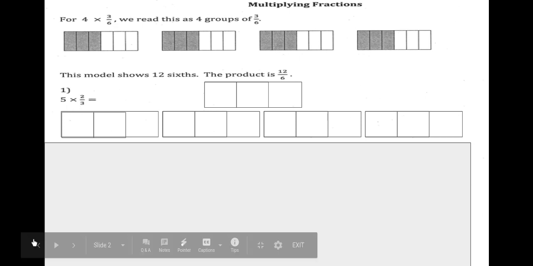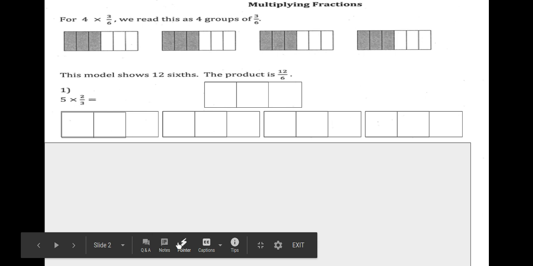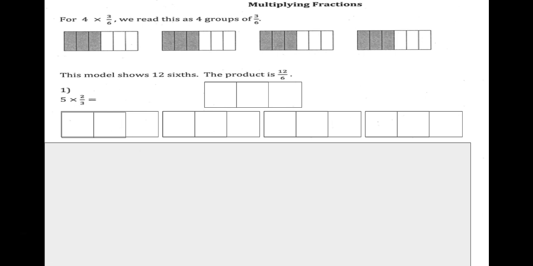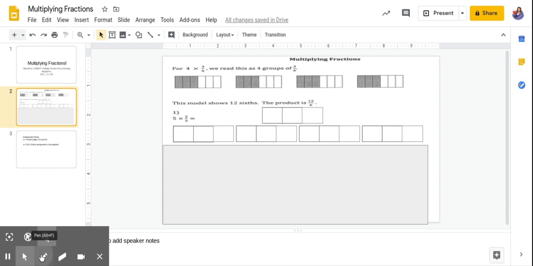So I'm going to show you how this is done, just so you can see the steps I take. That way you know exactly what to do in your packets and with the online assignment. All right, so the problem I'm doing today is 5 times 2/3. And we see one group on the top, 2, 3, 4, 5. Now I have to show 2/3 of each group.